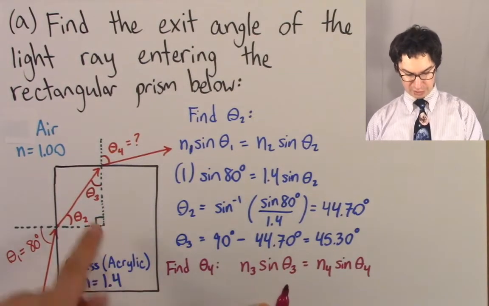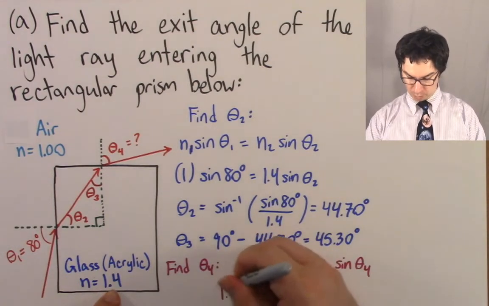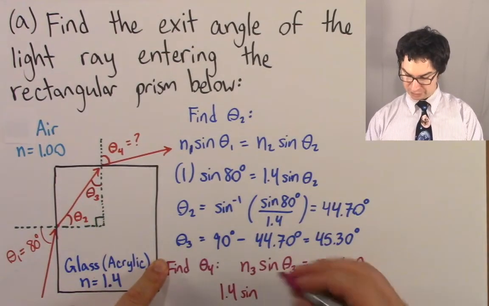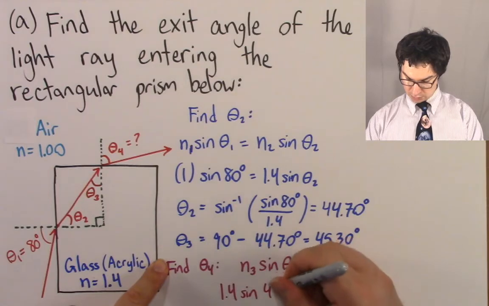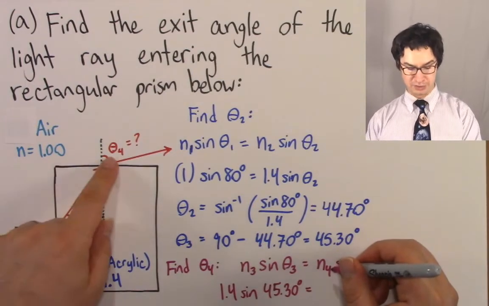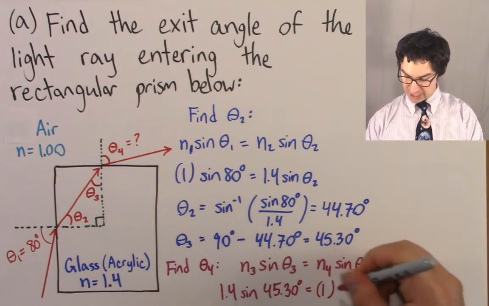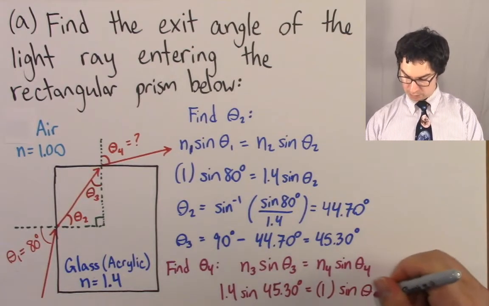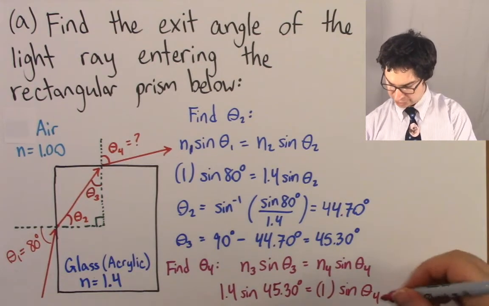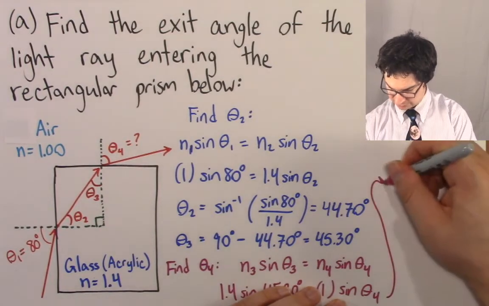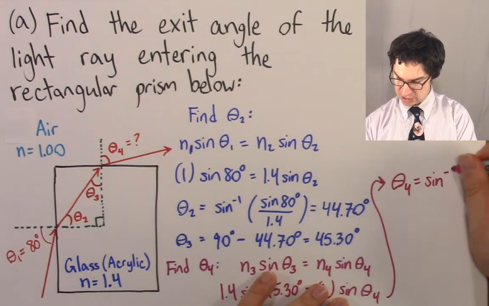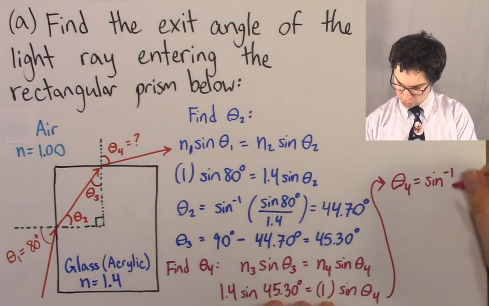The index of refraction associated with angle 3 is 1.4, so this is going to be 1.4 times the sine of theta 3, which we just proved was 45.30 degrees, equals N4, the index of refraction associated with theta 4 is just 1. So this is just 1 times sine of theta 4. And if you solve this for theta 4, all you have to do is take the sine inverse of both sides, and we can do that up here. So I'm going to give myself a little bit more room, and I'm going to say, okay, theta 4 is going to be equal to the sine inverse of this expression here.